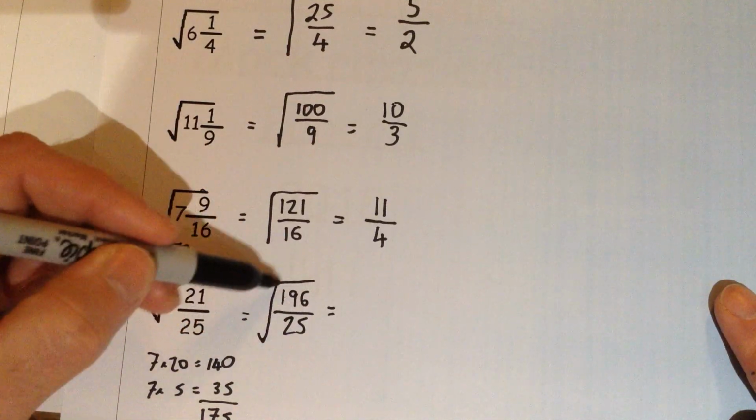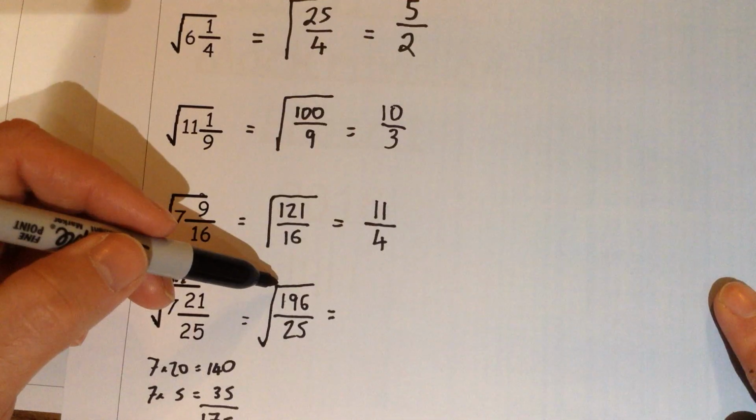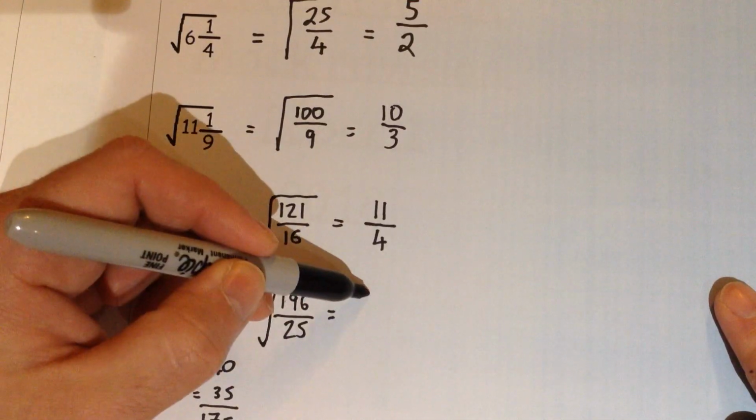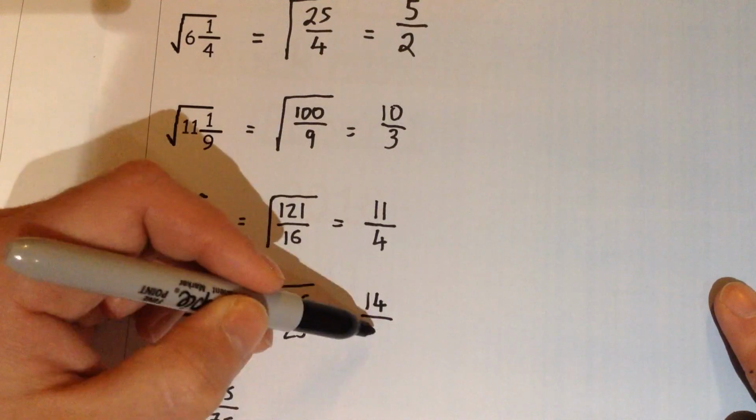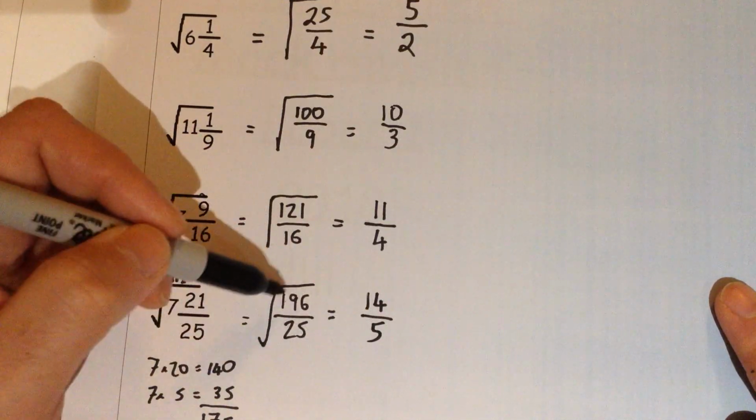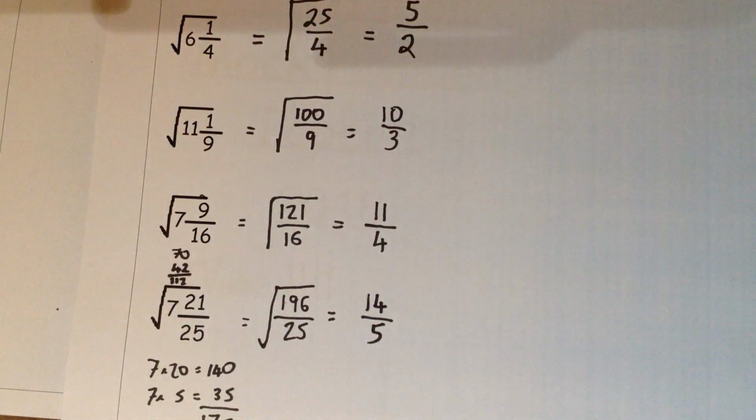Again, trial some numbers if you're not too sure, because this is a non-calculator question. 196 is what we would get if we did 14 times 14. Square root of 25 is 5. Again, in the exam, just trial a few numbers, see if it works, and just adjust based off what works and what doesn't.